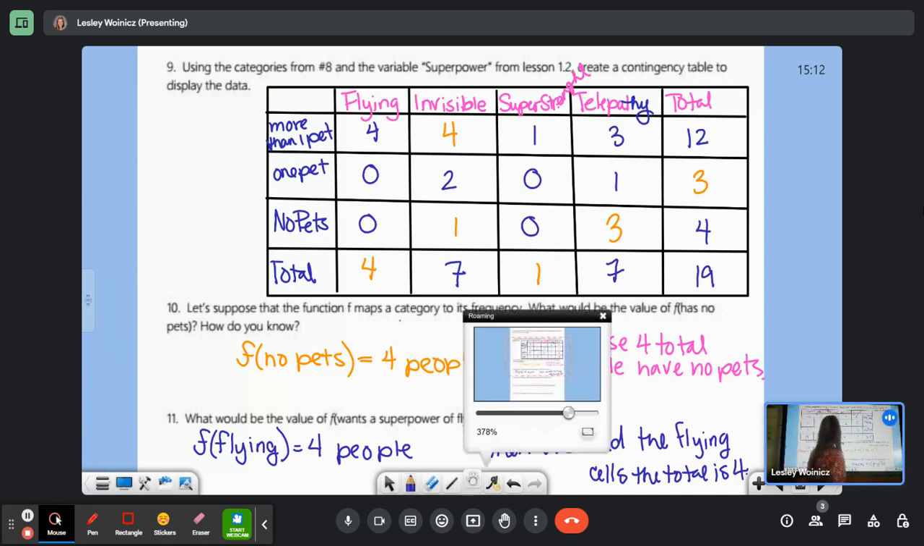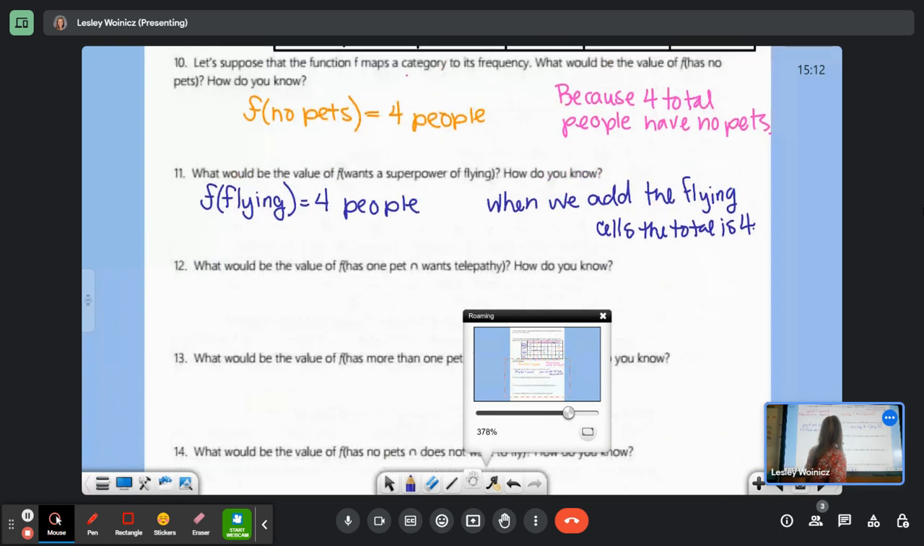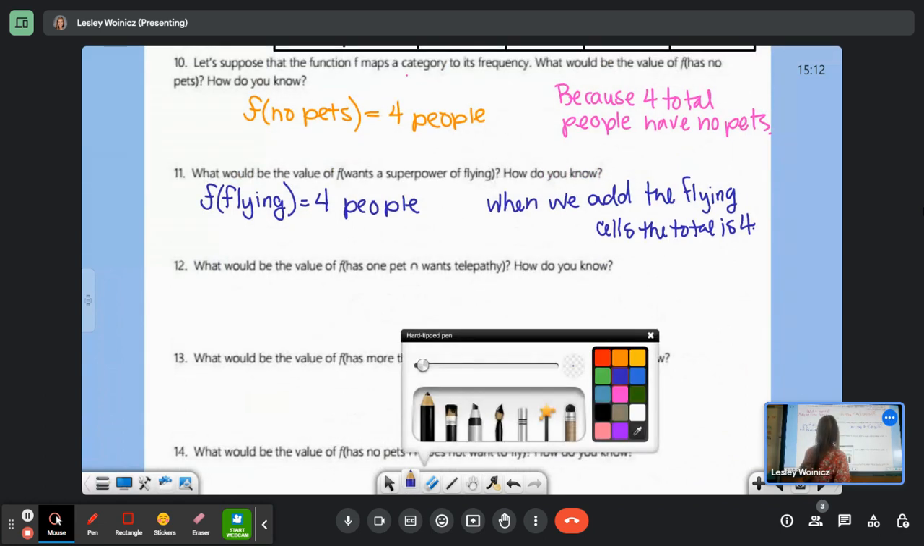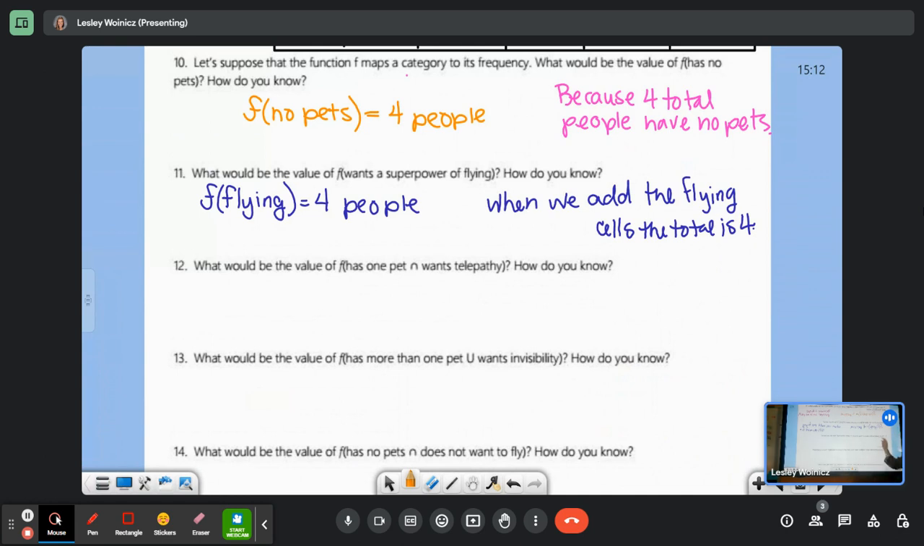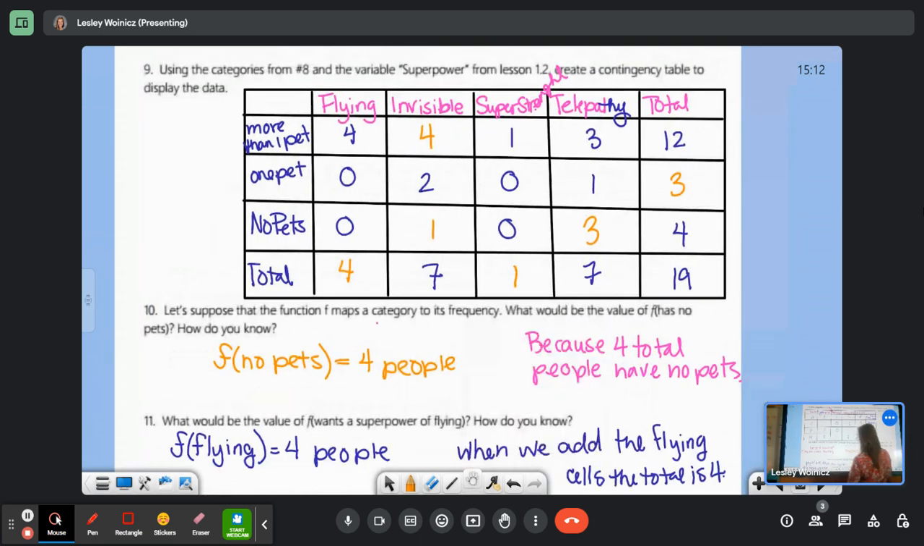This is where it's going to get more exciting, because we've got some intersections. What would be the value of f of one pet intersecting with wants telepathy? So we're looking for one pet and wants telepathy. One pet wants telepathy.